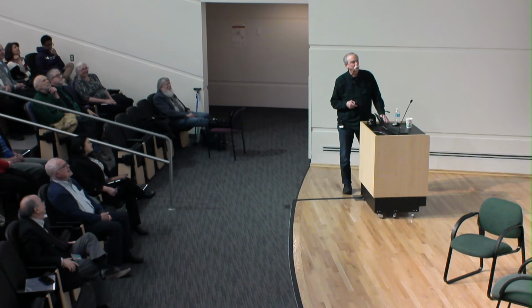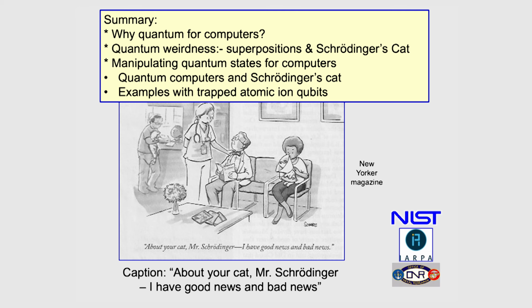Most of the physics students here know a bit about Schrödinger's cat, and I'll get to that example later. But the cartoon is related to that. Basically, the idea is that in principle, quantum mechanics could realize a situation where a cat is both dead and alive at the same time. Anyway, I'll come to that a little later.